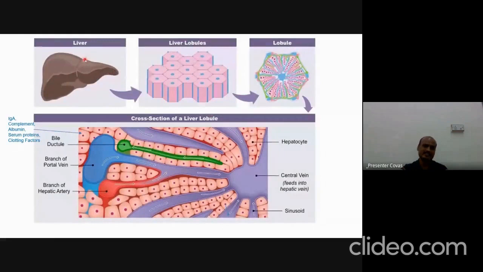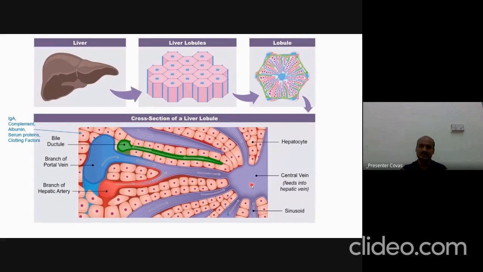Next, this is the structure of the liver. The liver has lobules. We all know this is the hepatic portal triad. The bile duct is there, a branch of the portal vein is there, and a branch of the hepatic artery is there. The portal vein and hepatic artery empty into this central vein, which feeds into the hepatic vein.